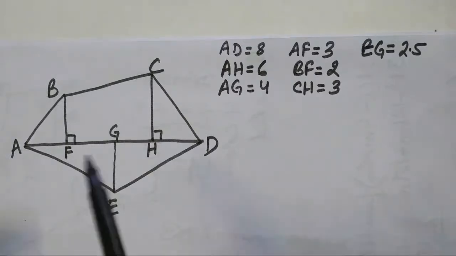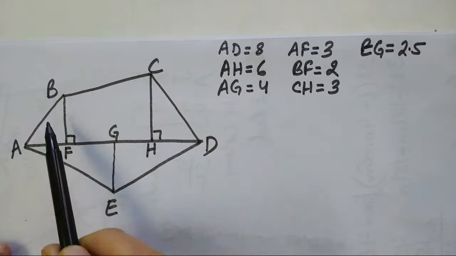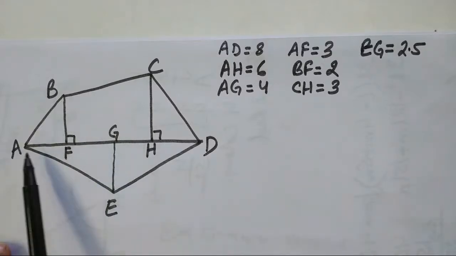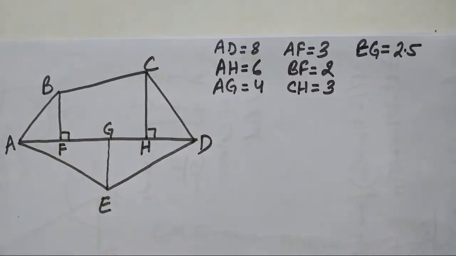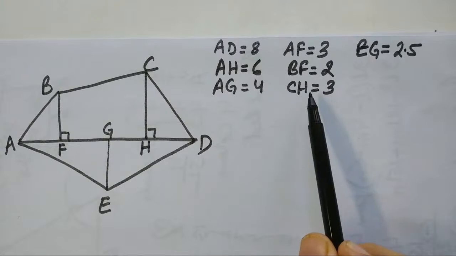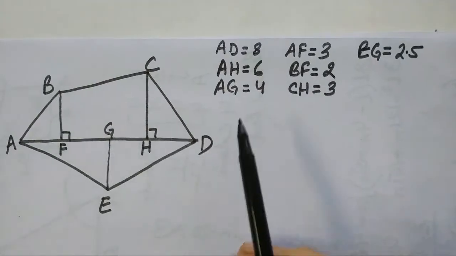of a polygon. In this there is a figure given which is not having a fixed shape. It has different parts in it. So we have to find the area of this polygon. So these are the measurements given to you, and we will try to find the area of this polygon.